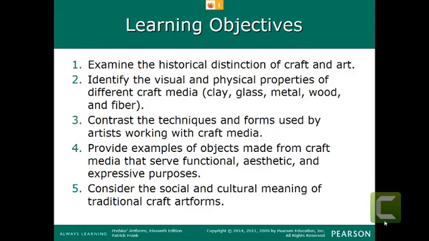So here are the learning objectives for this chapter. We want to examine the historical distinction of craft and art. We want to identify the visual and physical properties of different craft media, such as clay, glass, metal, wood, and fiber. We want to contrast the techniques and forms used by artists working with craft media. We want to provide examples of objects made from craft media that serve functional, aesthetic, and expressive purposes. And we want to consider the social and cultural meaning of traditional craft forms.